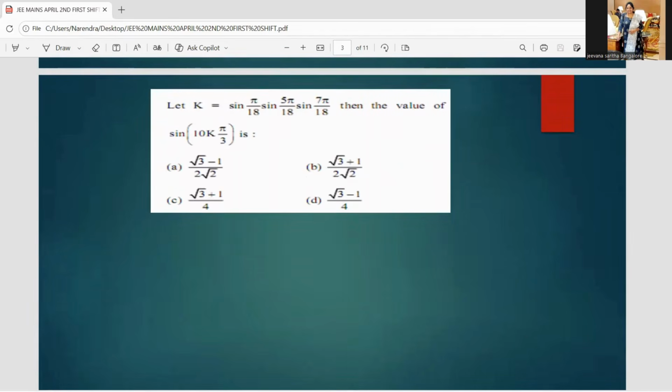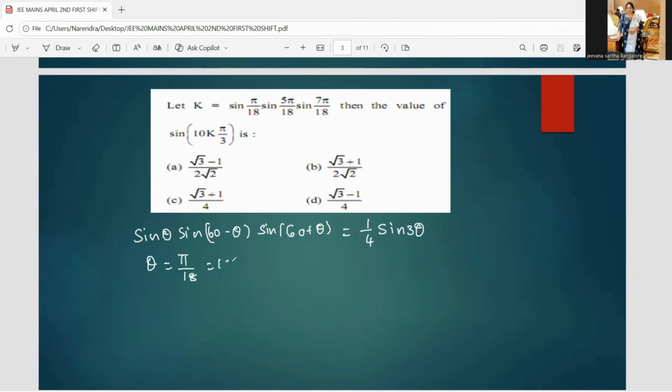This is a question from trigonometry. The standard result is very simple, and we have been using that result frequently in many questions while practicing: sine theta, sine of 60 minus theta and sine of 60 plus theta is equal to 1 over 4 sine 3 theta. This result is proved using compound angles and also the transformation results, multiples and submultiples. And here the theta is nothing but pi by 18. In degrees, it's going to be 10 degrees.